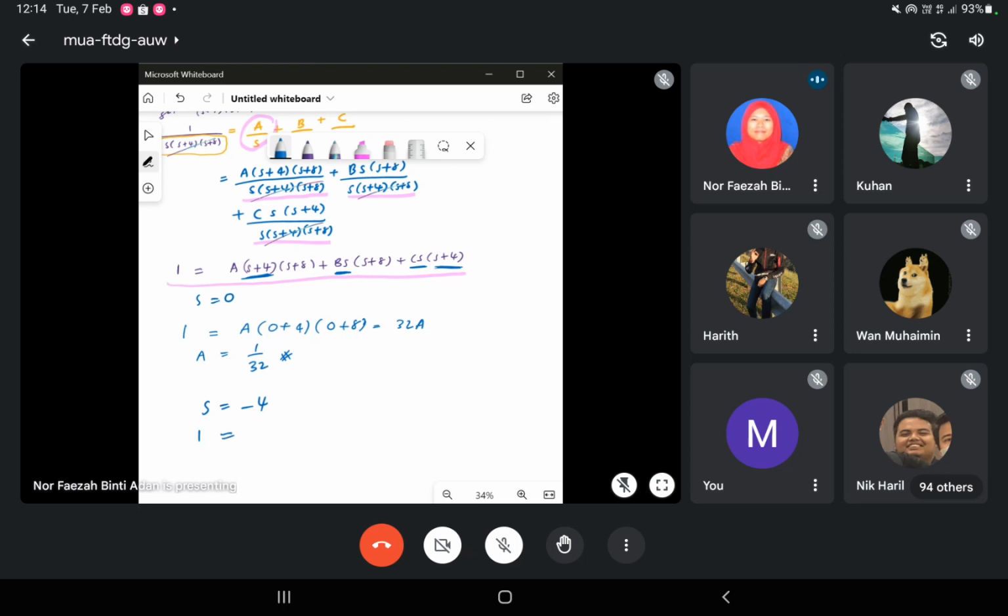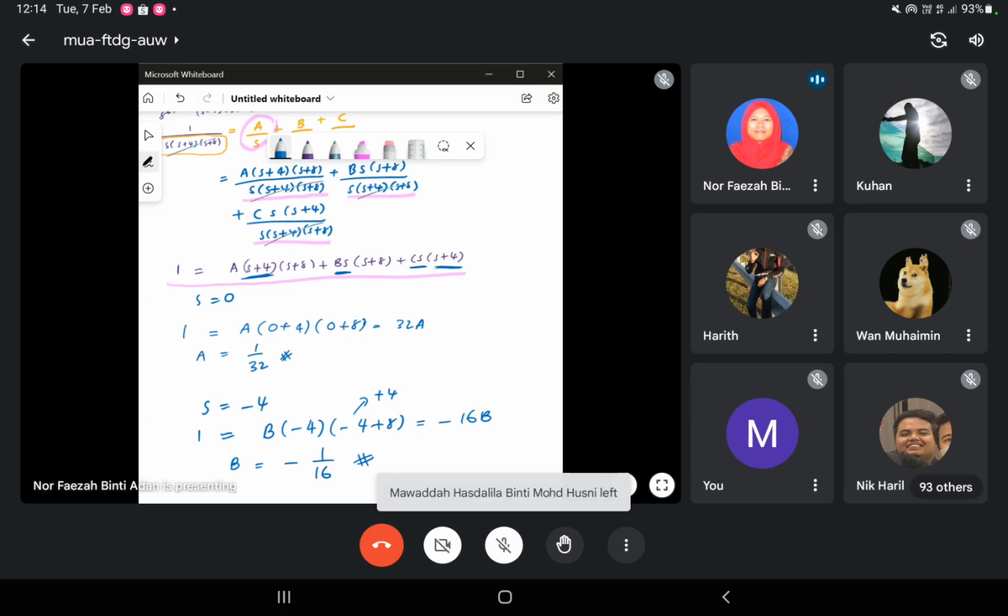So, ia akan jadi 1 sama dengan B, -4 S dia and then -4 tambah 8. So, apa tu? -4 tambah 8 is 4. So, ni sama dengan +4. -4 darab 4, so dia dapat -16B. So B equals to -1/16. So now you dah ada A, you dah ada B and then tengok pula C.